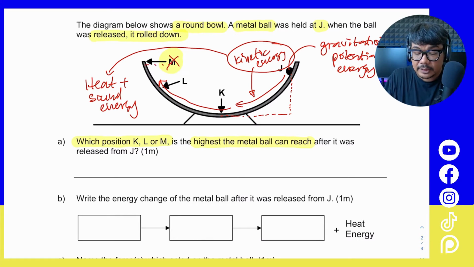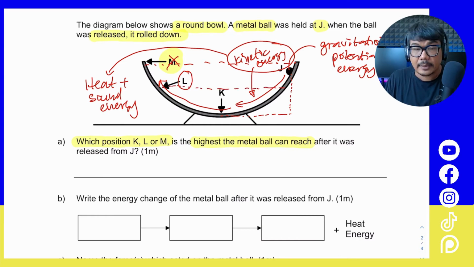If you take a look, it is above point J. So you cannot have all of a sudden extra energy coming in. Then at L, this would be the best position because it is lower than J, not higher than J, which means that it has taken into account the energy that has been converted to heat and sound.